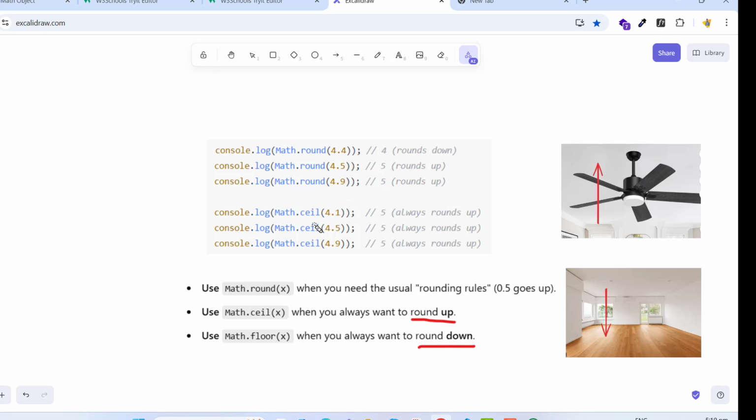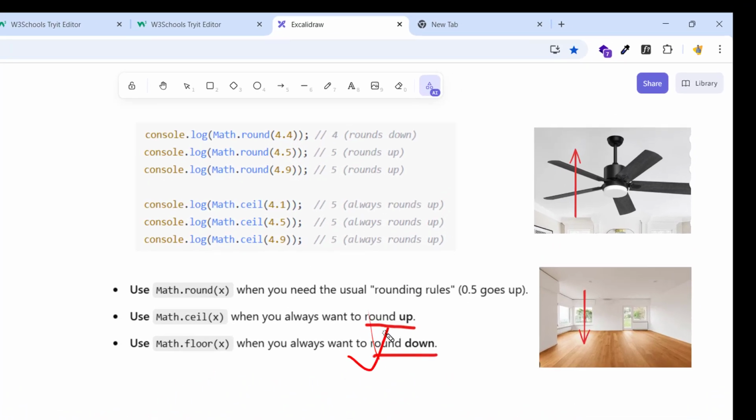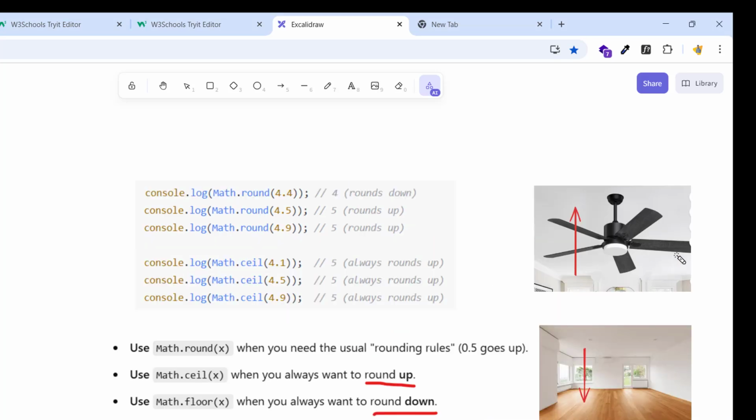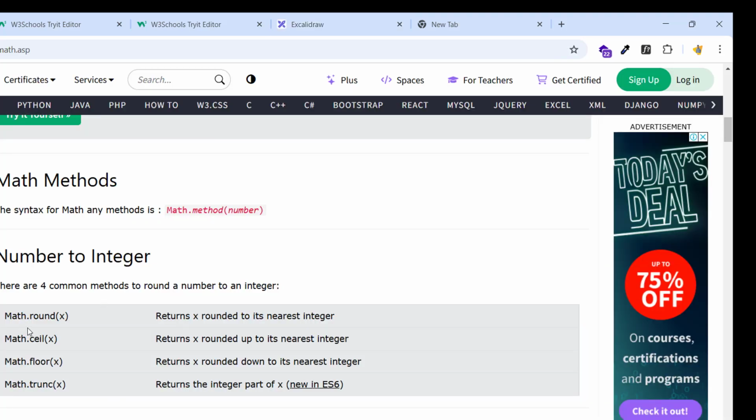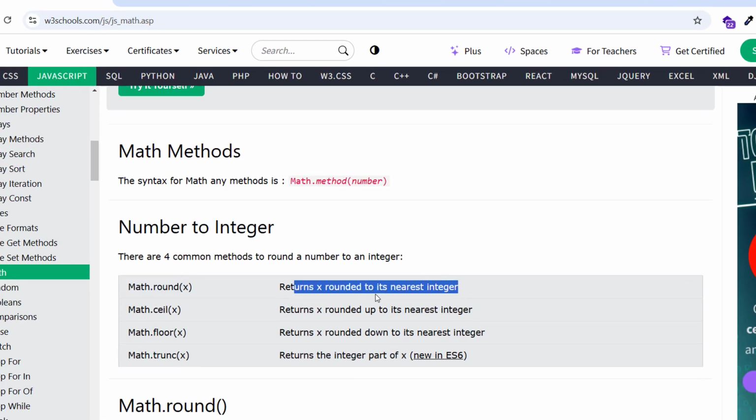So you see Math.floor rounds down, Math.ceil upwards. So 4.1 will output 5, 4.5 gives 5, 4.95 gives 5, but Math.floor will go downward. So remember this analogy: Math.ceil means it remains at the top, so ceiling goes upwards and floor goes downwards. But Math.round goes to the nearest integer.